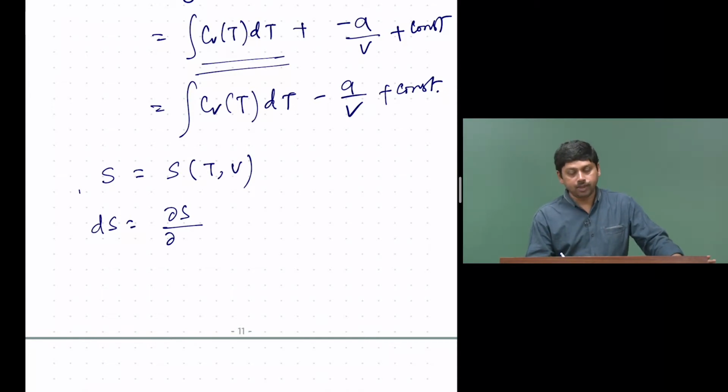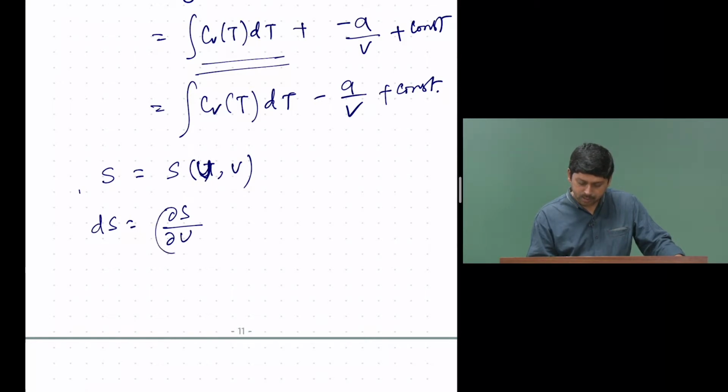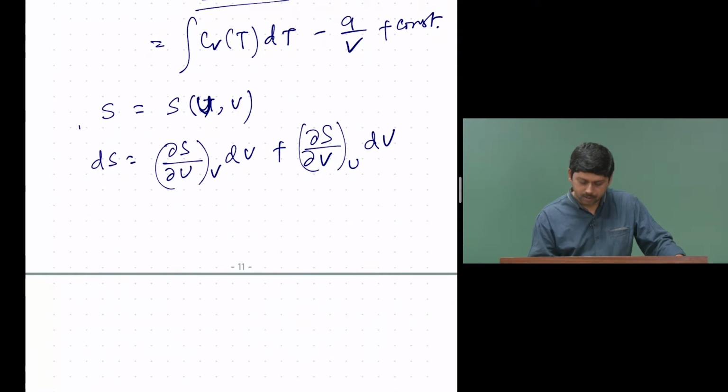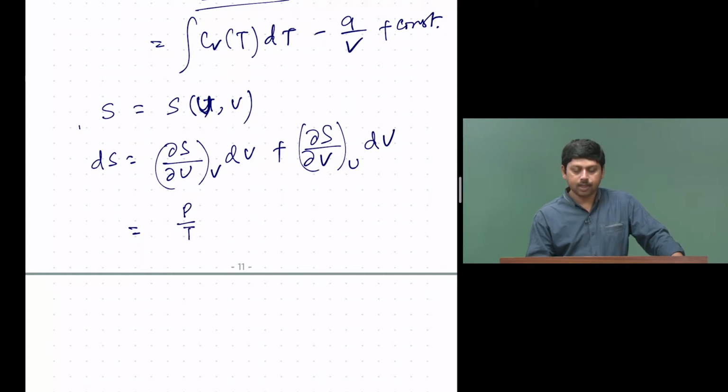So, you can write S as a function of u and v as well. Okay, so let us write that. So, dS is del S by del u at constant v du plus del S by del v at constant u dv. Now, del S by del u at constant v is nothing but 1 by T. You can show that. How do you show that? That you have to figure it out.